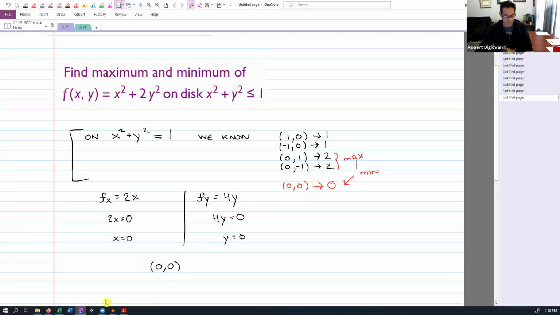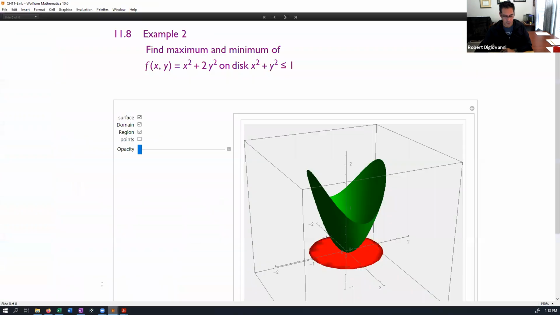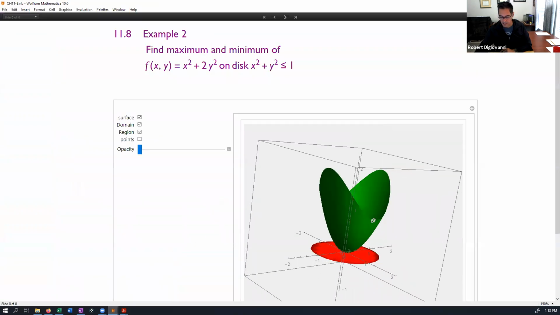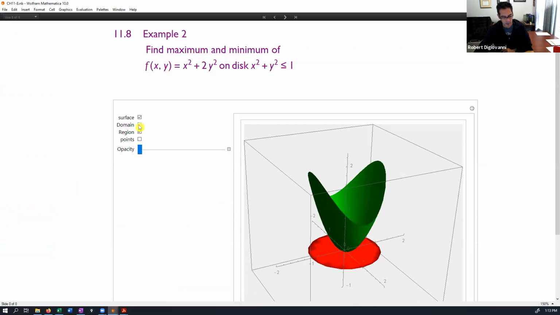So that's why I go back and look at this picture and I look at the green, right? And I'm looking for the max and mins. Take the domain out of here. We still have these two. This is still our max points, but our min now is down there on the bottom at 0, 0.